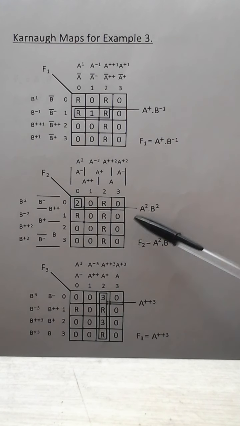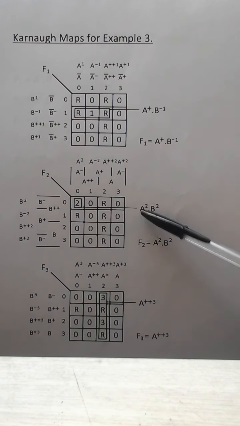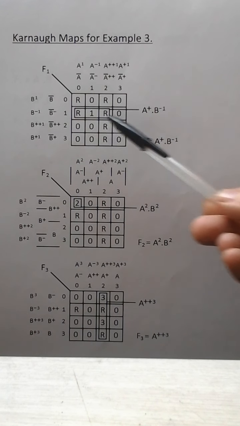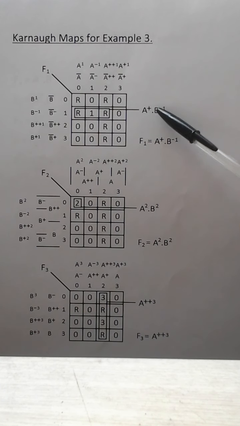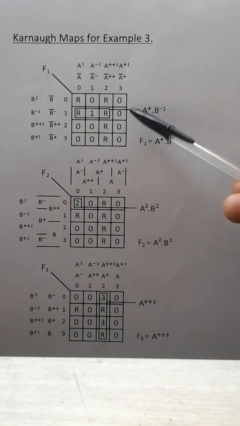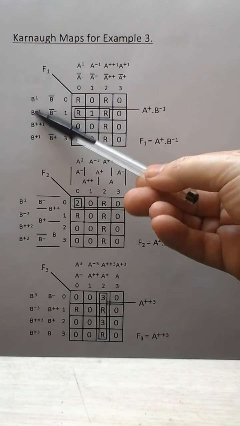Here for Karnaugh map F2, again I'm only using two-valued unary operators, a2 min b2. This is a2 here and there's b2 here. So again, it's local to the Karnaugh map. I don't have to make sure it's available in F1. And here, Karnaugh map F1 just sorts itself out. So I can loop the a plus there, min b minus 1. That's a plus, that's not a plus, that's a plus. This is b minus 1 here. So F1 equals a plus min b minus 1, F2 equals a2 min b2, and F3 equals a plus plus 3.